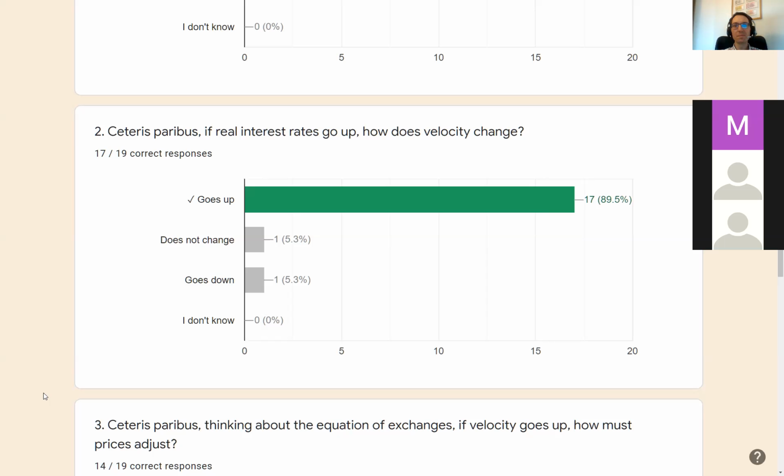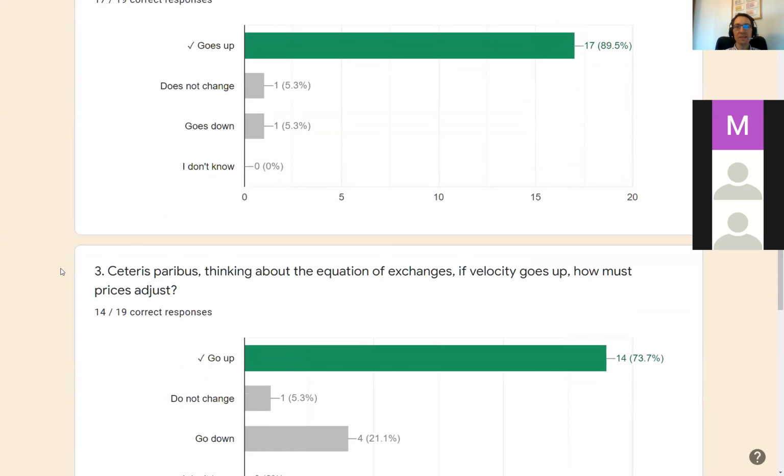Suggestion? Prices should increase too. Yes, because on the right-hand side, it's nominal GDP, and on the left-hand side, it's velocity times the money supply. So if velocity goes up, the left-hand side goes up, so the right-hand side needs to go up too. So prices need to go up. Yes, good.